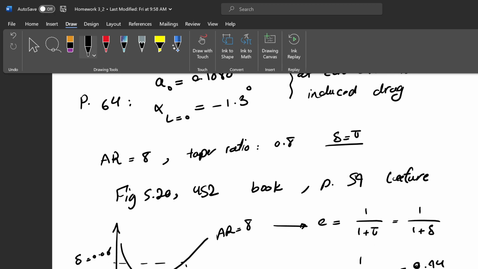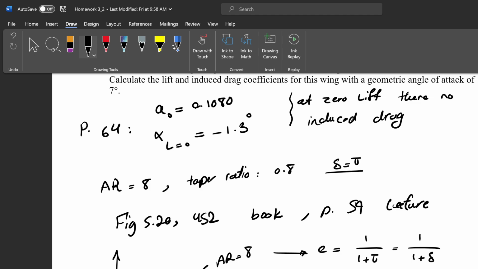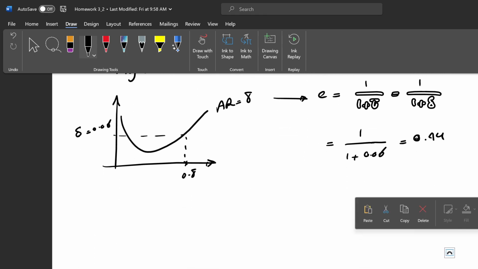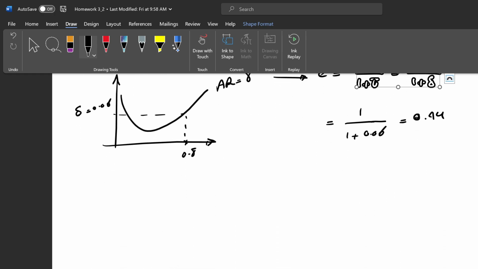So we have our E, we have our A naught, we have alpha at L equals 0. We just have to go back and find the appropriate equation that was discussed on page 64. But let's actually read through the problem. We are told to calculate the lift and induced drag coefficients for this wing at the geometric angle of attack of 7 degrees. So the first thing we need to find is the lift slope for the actual wing. What was the equation we had for it? It was on page 64.